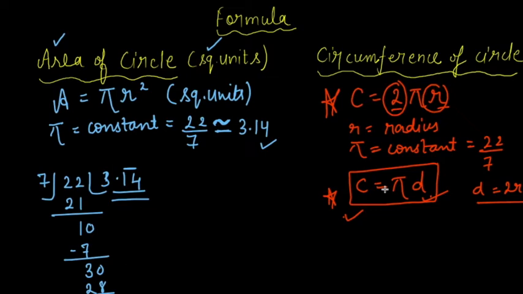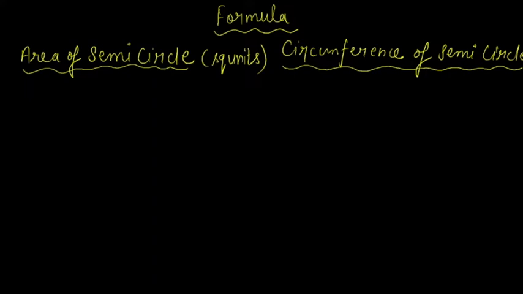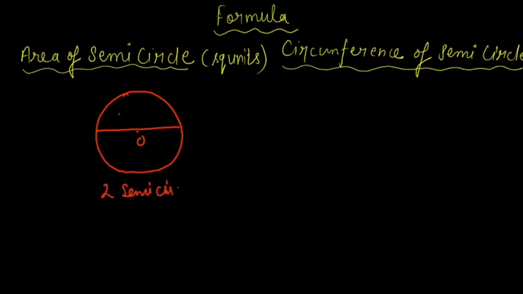We will be doing one question on the basis of it. Let's see the area of the semicircle and the circumference of the semicircle. One thing is very clear to us, that if it is a circle, it has a center, and we draw a line segment passing through the center of the circle. So we get two semicircles, right? So what is area? Area is the space occupied, a region bounded.